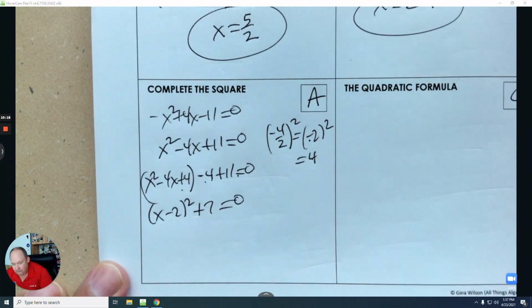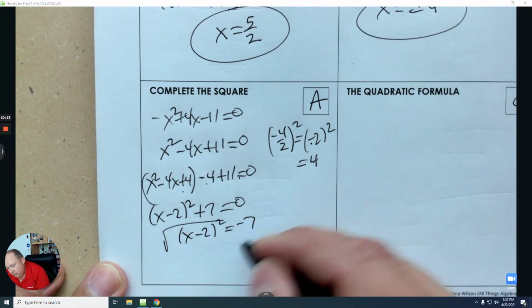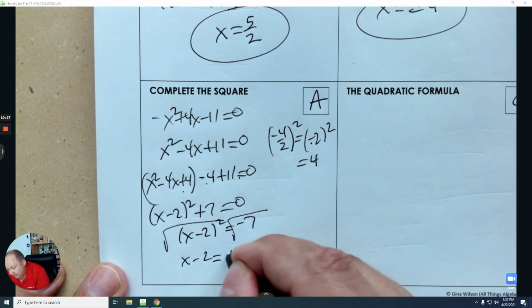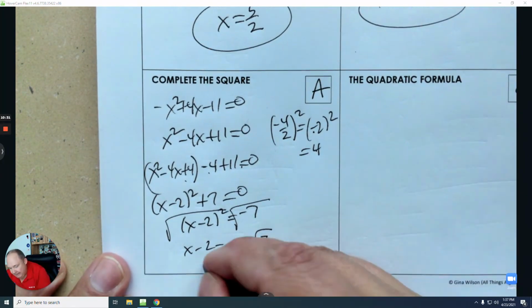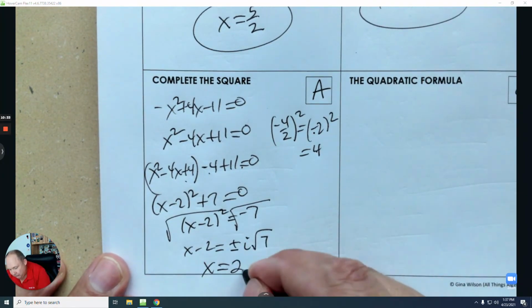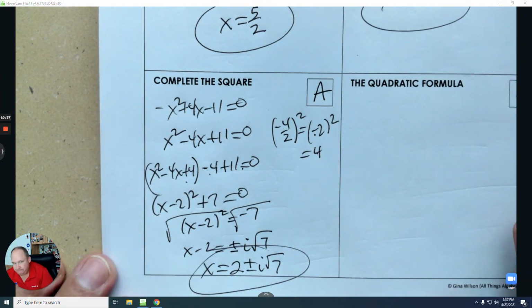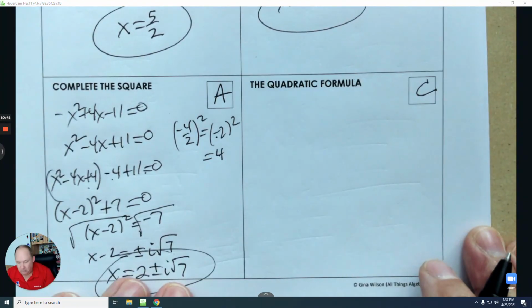And now we're going to solve this. So we're going to subtract 7. We're going to square root both sides. When you take the square root of a negative number, it's positive and negative, but it's imaginary. And then the last step is to add 2 to the other side, and you have your 2 complex roots. That's completing the square. The last one is the quadratic formula.